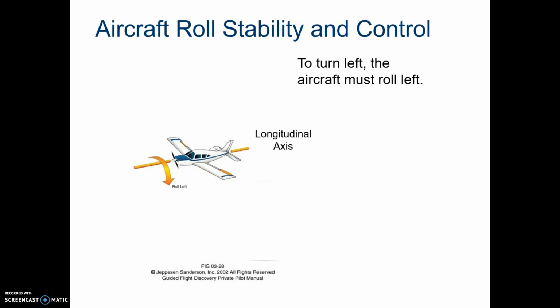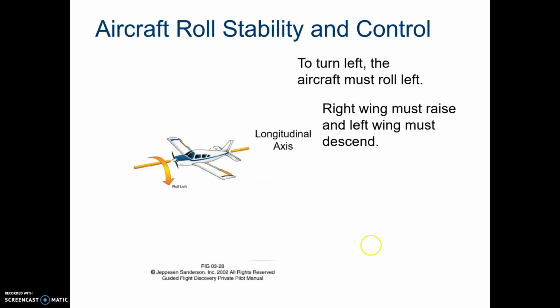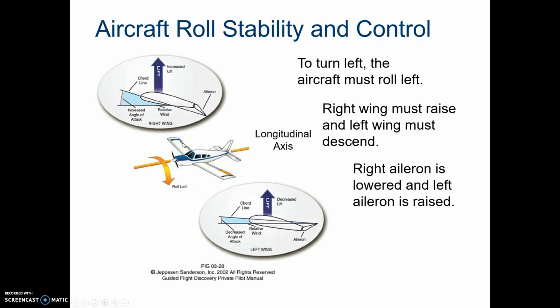Longitudinal axis, to turn left, the aircraft must roll left. Okay, so we're talking about roll left, roll right. The right wing must raise and the left wing must descend. So this goes back to creating lift, or creating more lift, or creating more drag. If you notice in the picture, it's kind of hard to see, but they show the aileron out here on the left wing. That aileron is actually going up. That's creating more drag, making that left wing dip. The right aileron is actually going down, which creates more lift and makes the right wing go up. And they show it in the picture here.